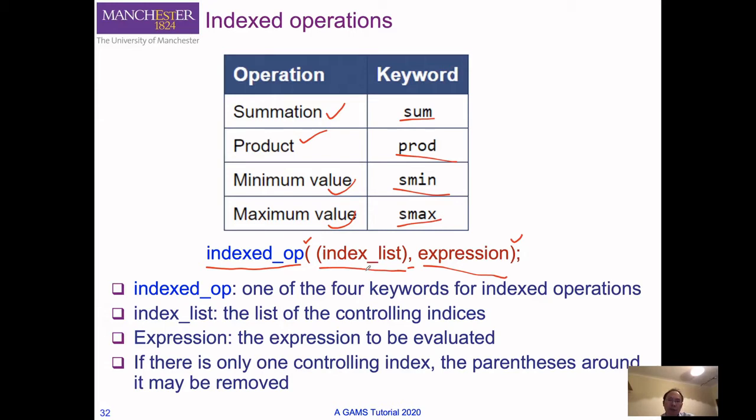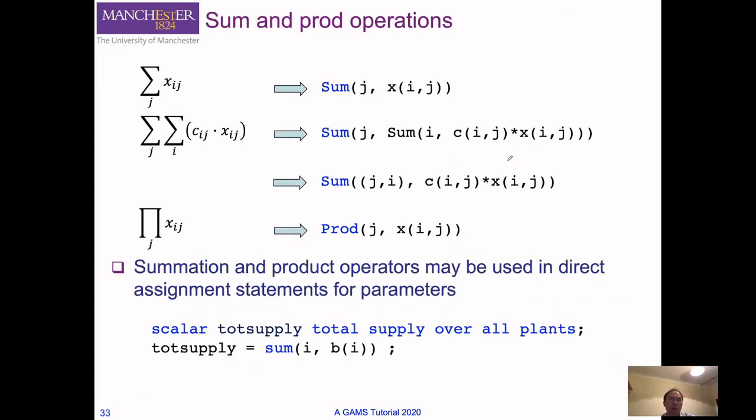The index list can be one index or multiple indices. If we have multiple indices, then we should use bracket to include them, like this. If we have two indices ij, then we should use bracket to include these two indices. The indices are separated by using comma. Let's see some examples to show you how to do the index operations in GAMS.